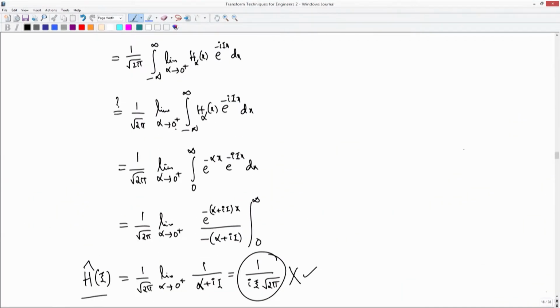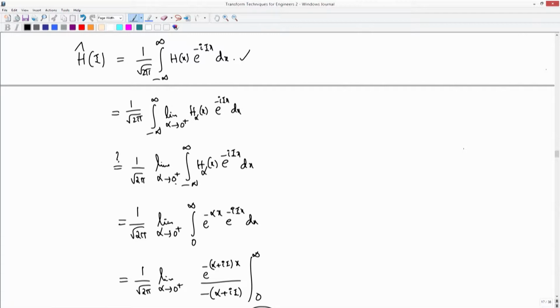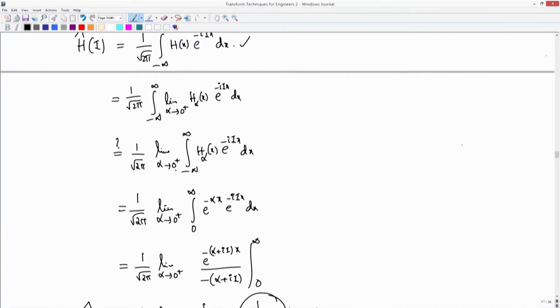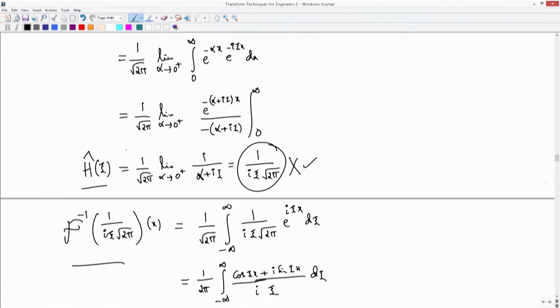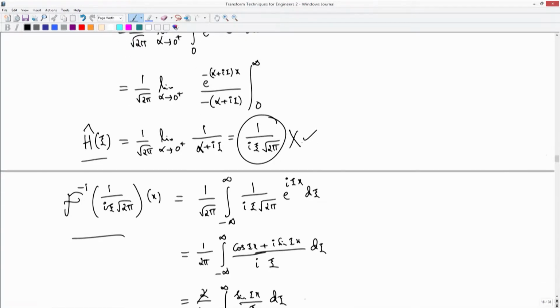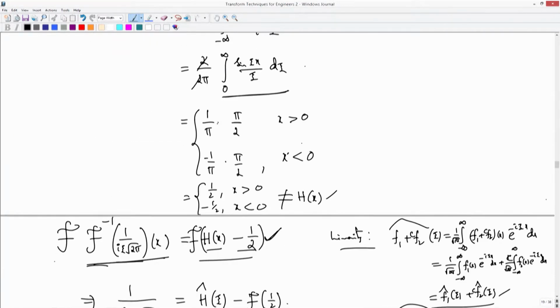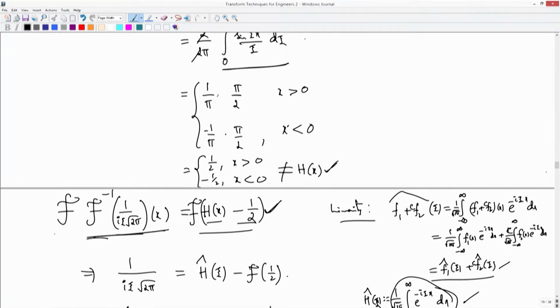What we have done is consider h of x as a limit of usual functions h alpha x, and then calculate the transform. In the process, formally, we brought the limit outside, which is not really legitimate, though it appears to be. If you assume this is the result and take the inverse transform, you should get the Heaviside function, but that is not the case. Instead, what you got is h of x minus half.